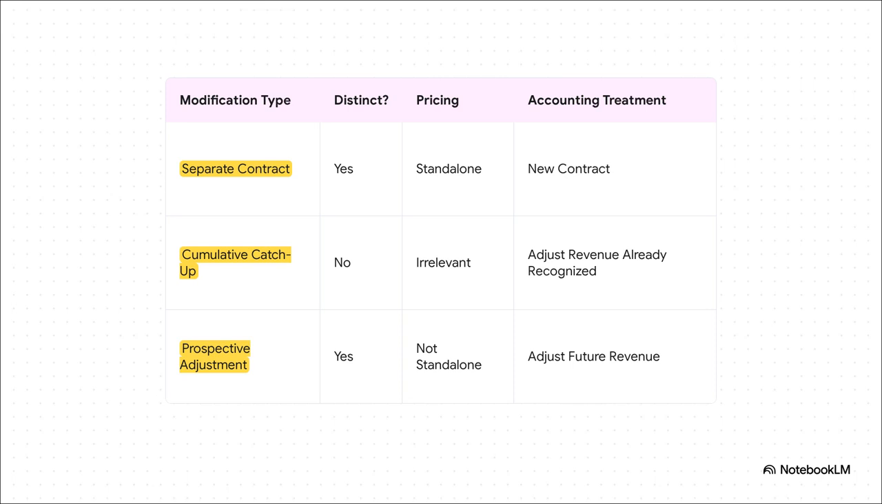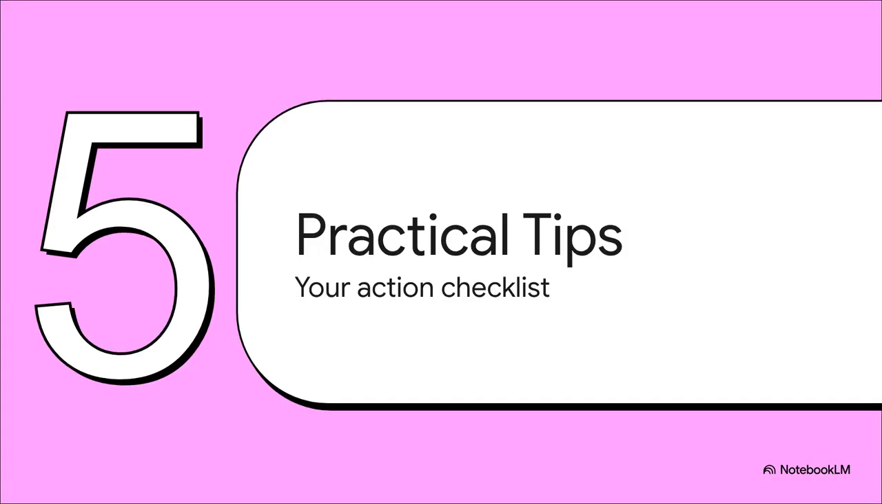If the answer is yes, then you go to the next question. Is the pricing standalone? A yes there means it's a whole new separate contract. A no means you're doing a prospective adjustment. That's it. That's the whole decision-making process right there. Look, knowing the theory is great, but what really counts is getting it right when you're actually faced with one of these changes. So let's wrap up with a few practical tips to keep in your back pocket.